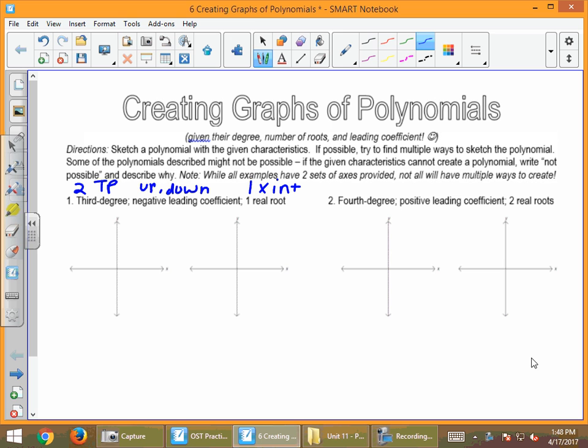Yeah, kind of like a snake. Something like this, where it starts up, it curves, goes through the x-axis, curves again, something like this. Does anyone have another idea? Where it has 2 curves and touches one time? Okay, another one?